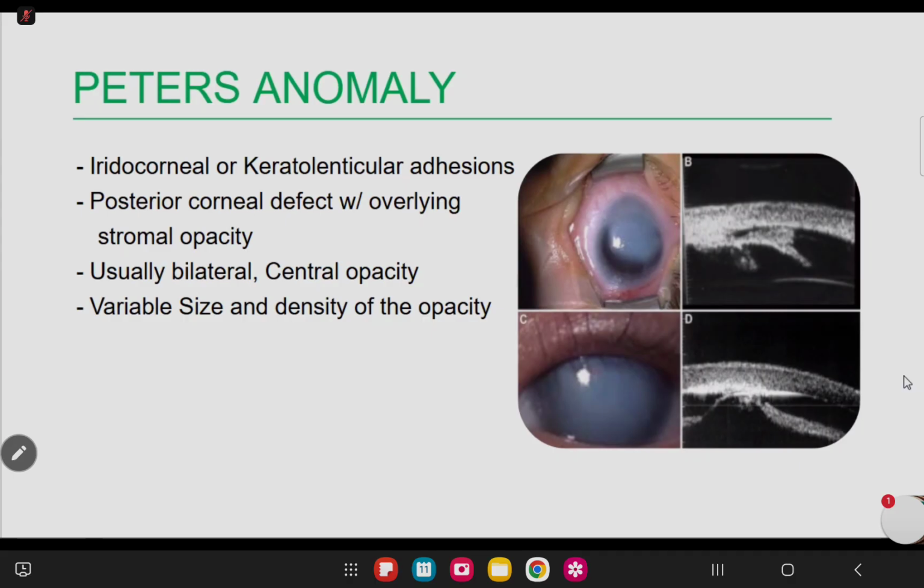No, it could either be from iridocorneal, your iris is touching your cornea, or keratolenticular, your lens is touching your cornea. So there would be adhesions, no, of those mentioned eye structures. So it causes posterior corneal defect with overlying stromal opacity, and is usually bilateral with the central opacity. The size is variable, and the density of the opacity is also variable.